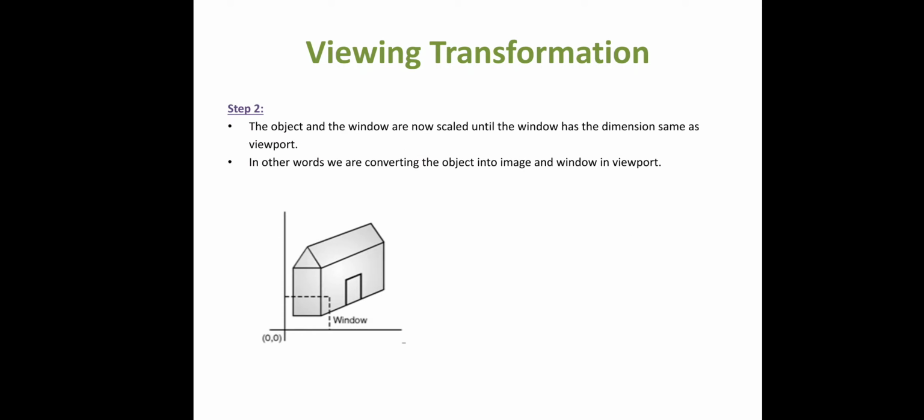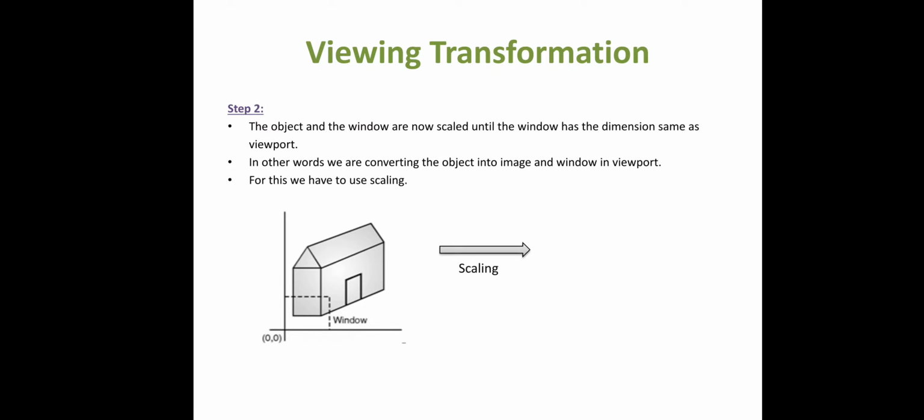The second step: the object and the window are scaled until the window has the dimensions of the viewport. So what we are going to do here is scaling. In other words, we are converting the object into the image and the window into the viewport. So what conversion are we going to do? We are converting the object into the image and the window into the viewport. So how are we going to do it?